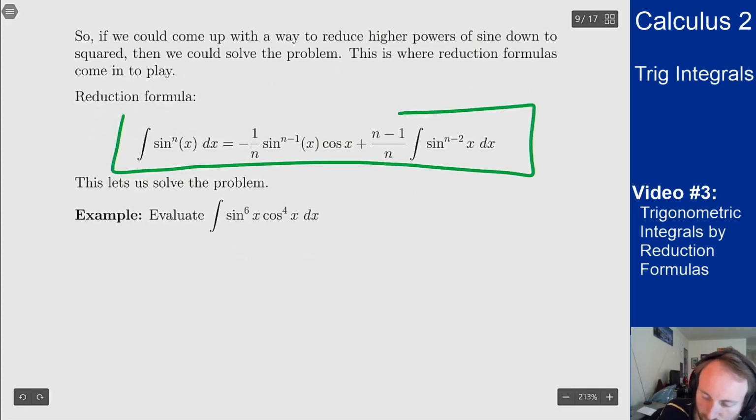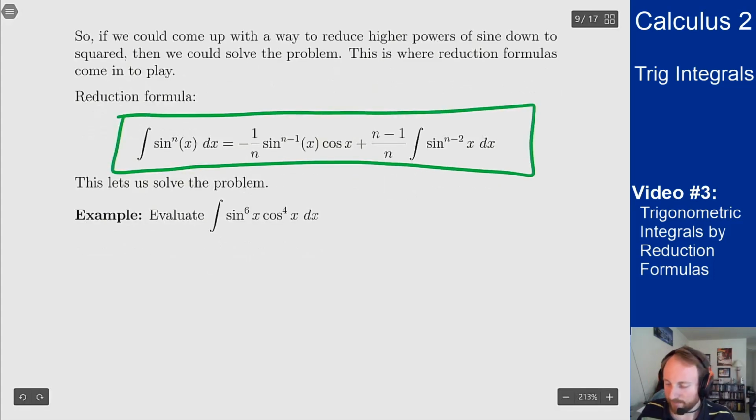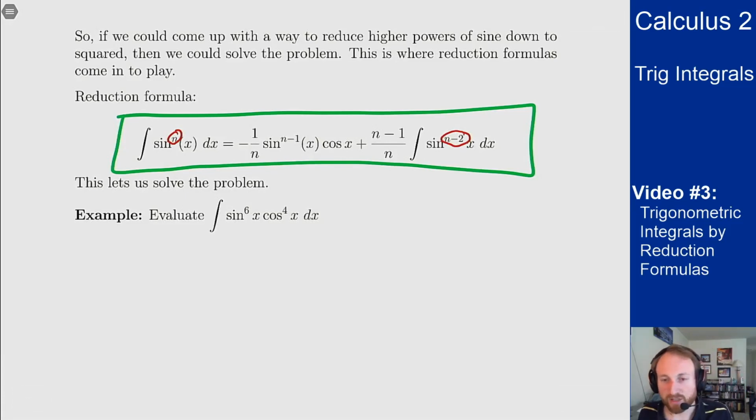So here's our formula we need here, and if you see, it converts an integral of sine to the nx into an integral of sine to the n minus 2x. If you look at this, you'll see it's probably integration by parts, which it is, and we'll see that in the next video. But the point is, this will convert the integral of sine to the 10th into sine to the 8th, then 8th into 6th, 6th into 4th, 4th into squared, and then we know how to solve the squared problem.